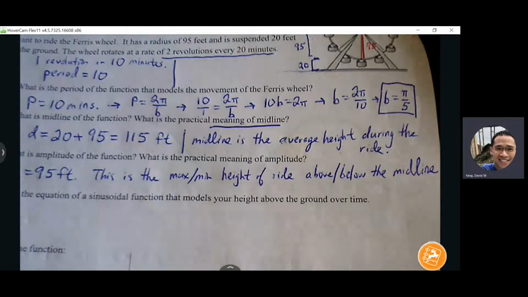Amplitude, this is the max and min height of the ride, either above or below the midline, right? I can go 95 feet above the midline or 95 feet below the midline, and those are the highest and lowest heights that I'll experience during the ride.